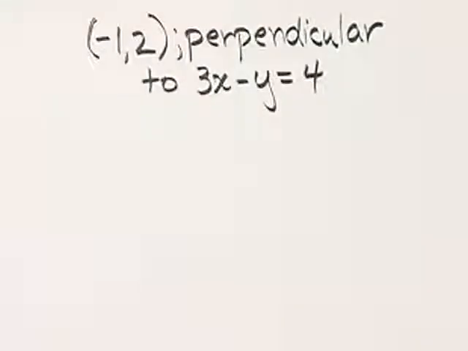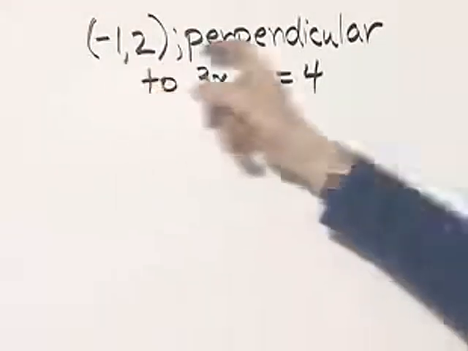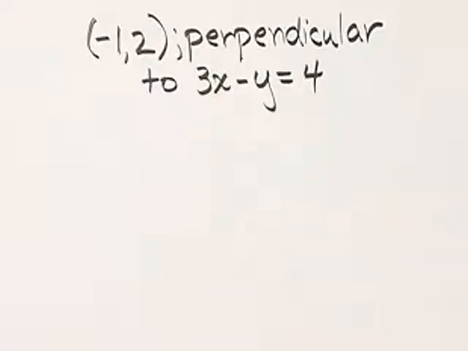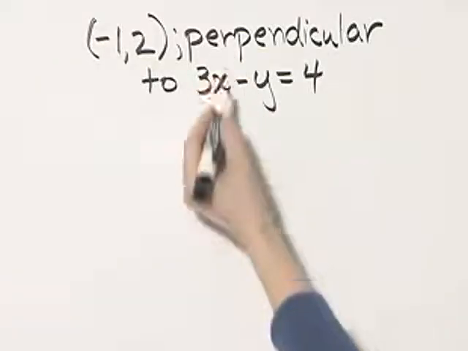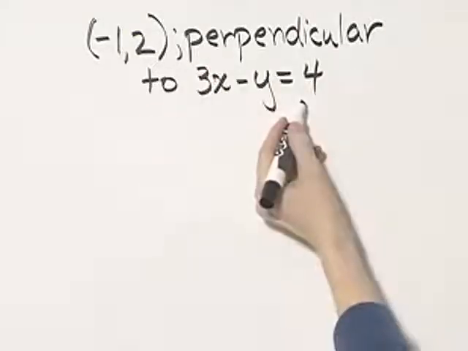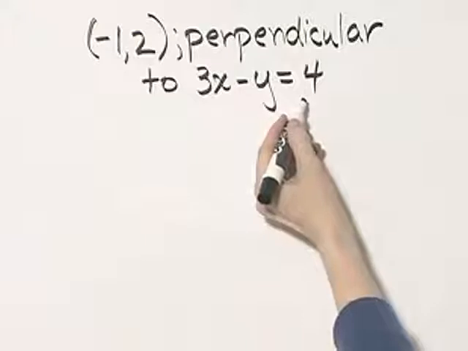Let's write an equation of the line that goes through this point and is perpendicular to the graph of this linear equation in two variables. So first of all, to find the slope of the line that we're looking for, we're given perpendicular to this graph. Let's find the slope of the graph of this equation. Many ways of finding the slope.